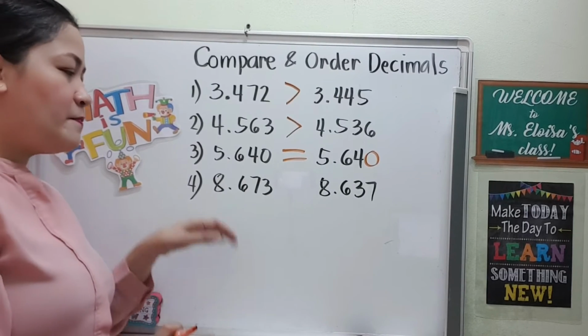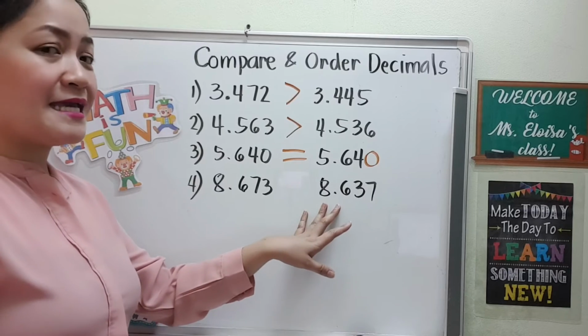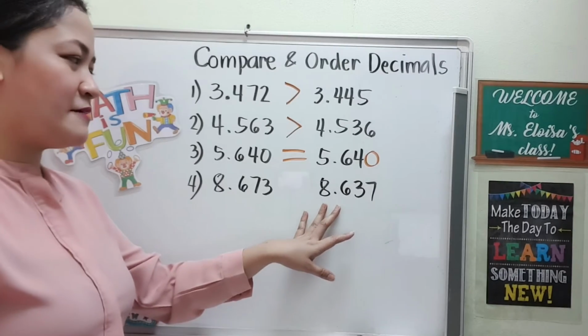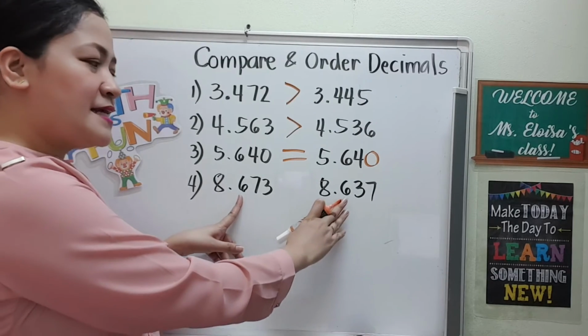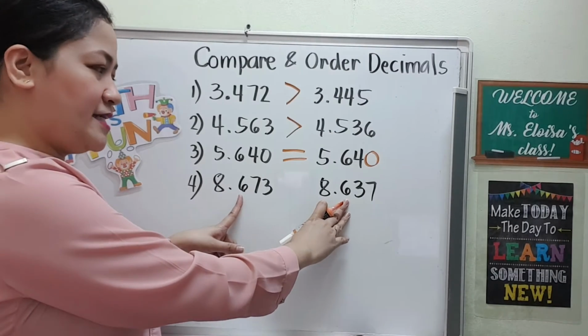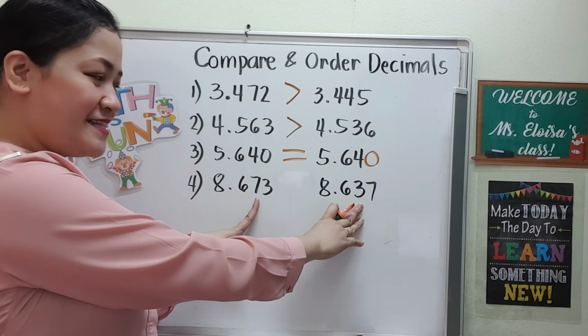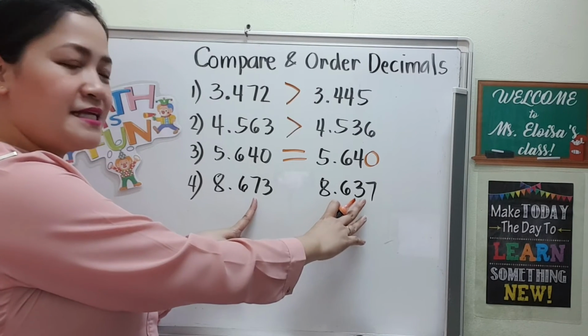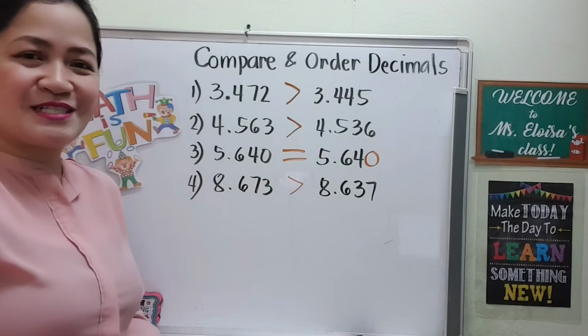Next, number 4, we have 8 and 673 thousandths and 8 and 637 thousandths. So, the ones digits are the same. The tenths digits are the same. The hundredths digits are different. So, 7 is greater than 3. Therefore, the answer is greater than.